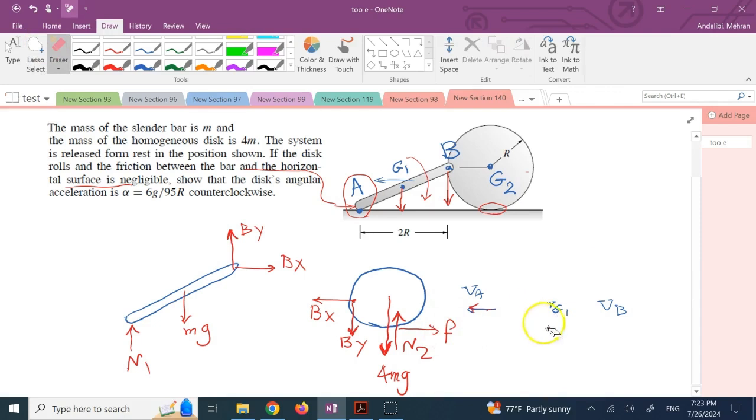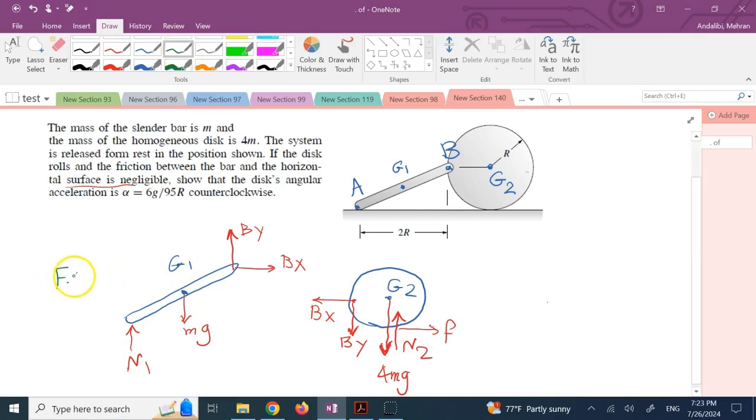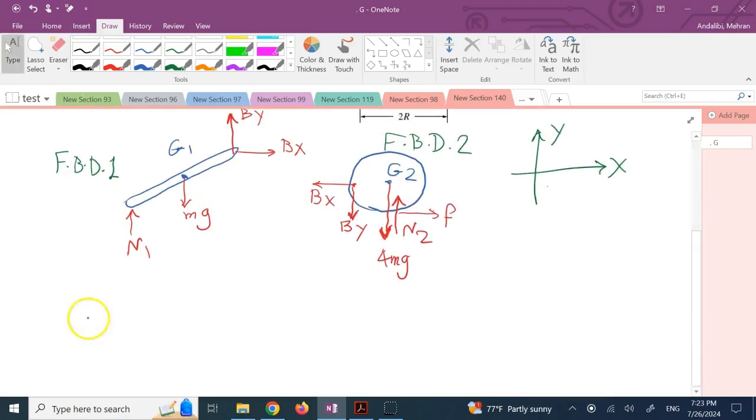If you do it to the left, guess what? You are going to end up with the wrong answer. This is extremely critical, this analysis that I did for you here, so you can get the proper answer. Okay, now that we got it, let's go ahead and write the equations. And here I call this FBD1 again, and I call this FBD2. And we're going to use traditional XY frames. And we're going to write our equations.